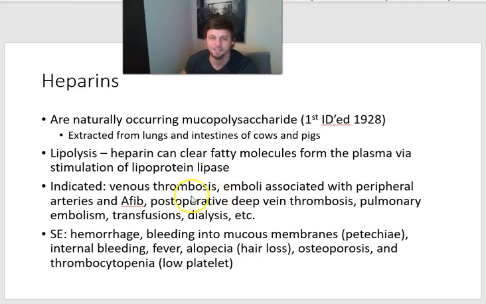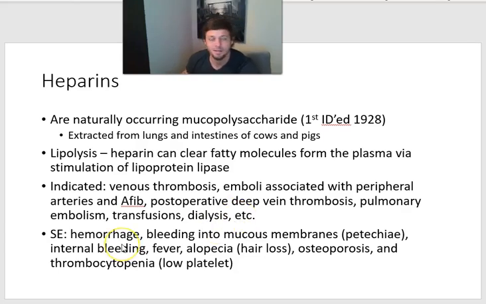Indicated for a lot of different stuff: venous thrombosis, emboli associated with peripheral arteries, atrial fibrillations, postoperative deep vein thrombosis, pulmonary embolisms, transfusions, dialysis, and so on. Anytime you have something that you don't want to coagulate, heparins are a pretty safe choice for that. These can't be taken orally, though, so they all have to be parenteral.